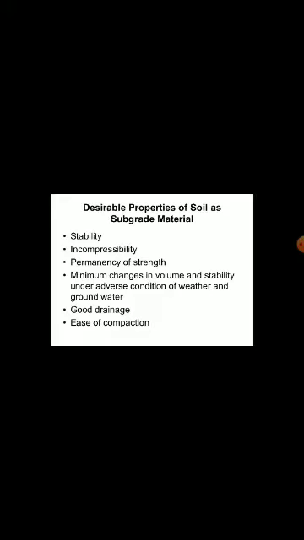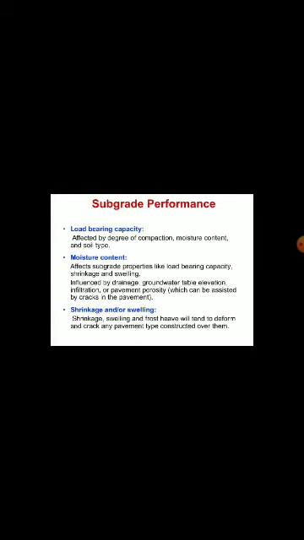Like good drainage in action. So subgrade performance. First is the load bearing capacity, which is affected by degree of compaction, moisture content, and soil type. Next is moisture content. It affects subgrade properties like load bearing capacity, shrinkage or swelling, influenced by drainage, water table elevation, infiltration, or pavement porosity, which can be assisted by cracks in the pavement.